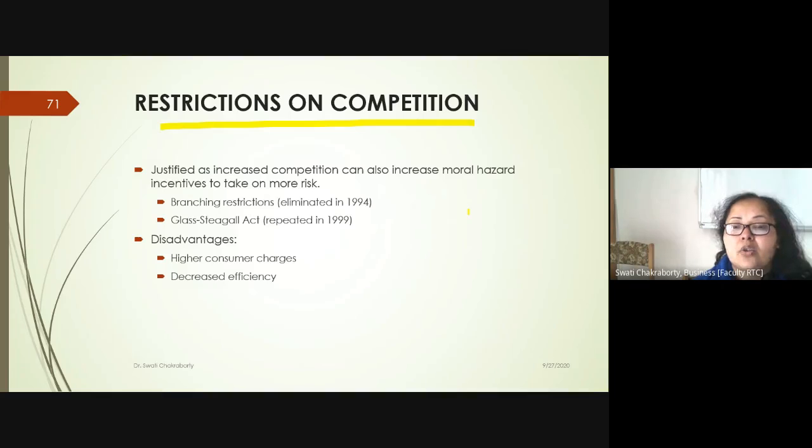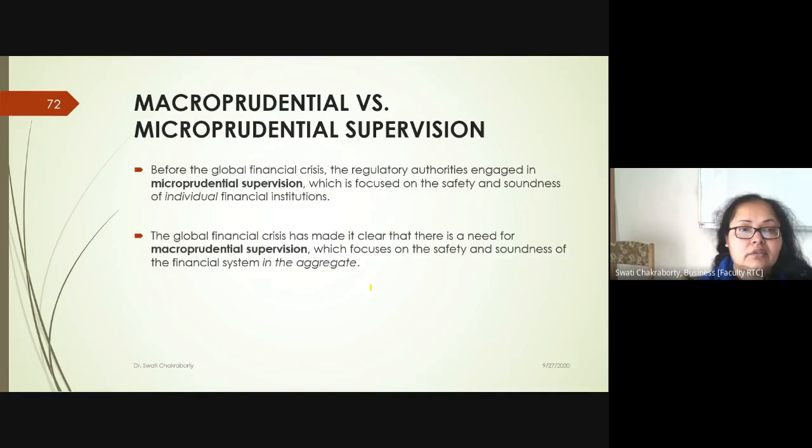Restrictions on competition, right? Justified as increased competition can also increase moral hazard incentives to take more risk, right? When competition happens, then what happens? You would want to start investing in riskier projects, and then it becomes a problem. So what we have is branching restrictions, which were eliminated in 1994, and the Glass-Steagall Act, which was repealed in 1999. There are some disadvantages: higher consumer charges and decreased efficiency.